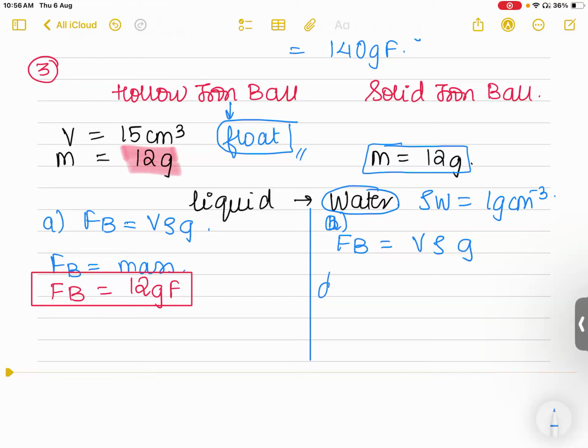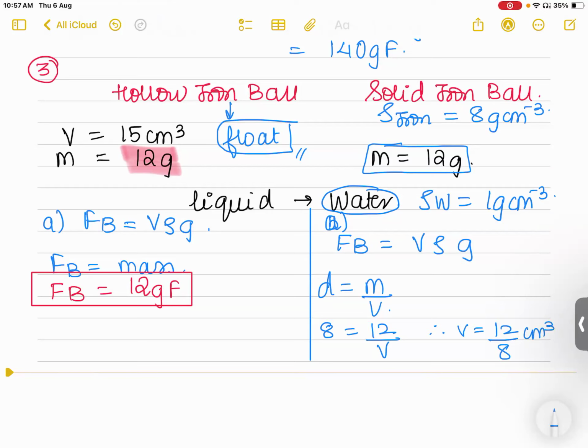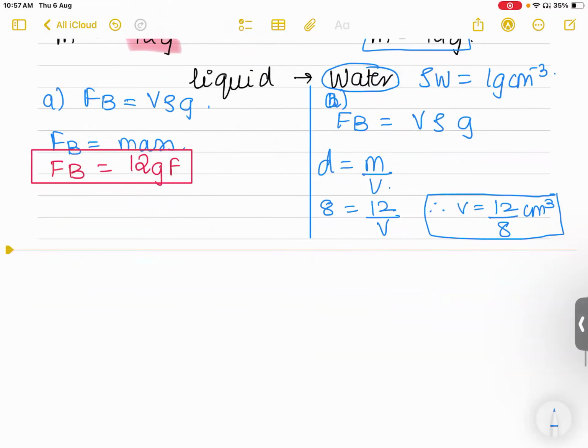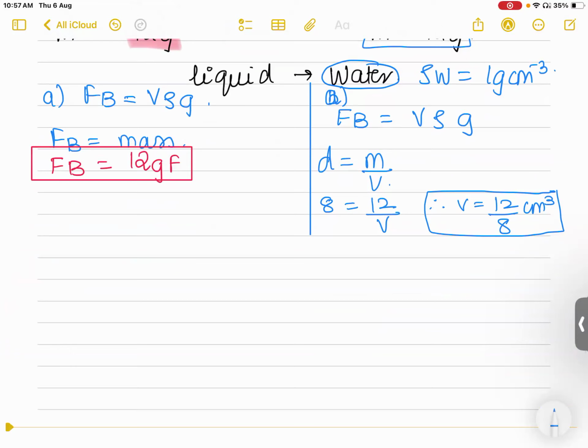Perfect. We know that density is equal to mass upon volume. If I notice my question carefully, they have given me the density of iron, which is 8 g cm^-3. Now, density is 8, mass is 12, so volume will become 12 upon 8 cm³. I will instruct you all to keep it as it is. Don't convert it into decimal, because I don't need this as my final answer.